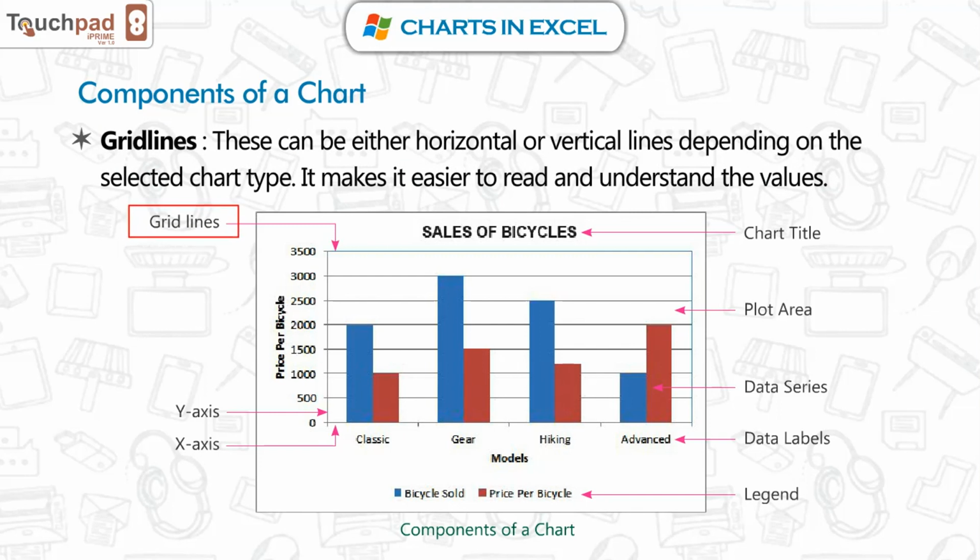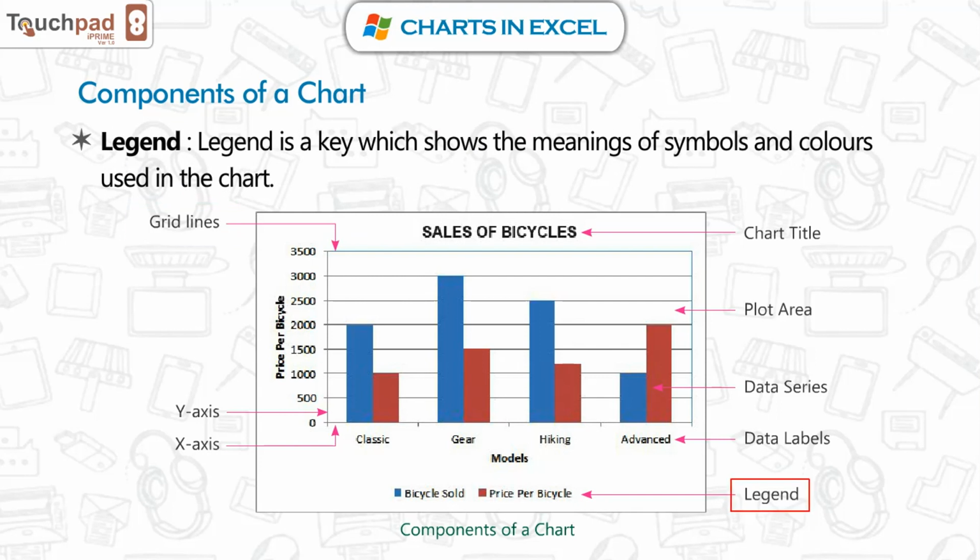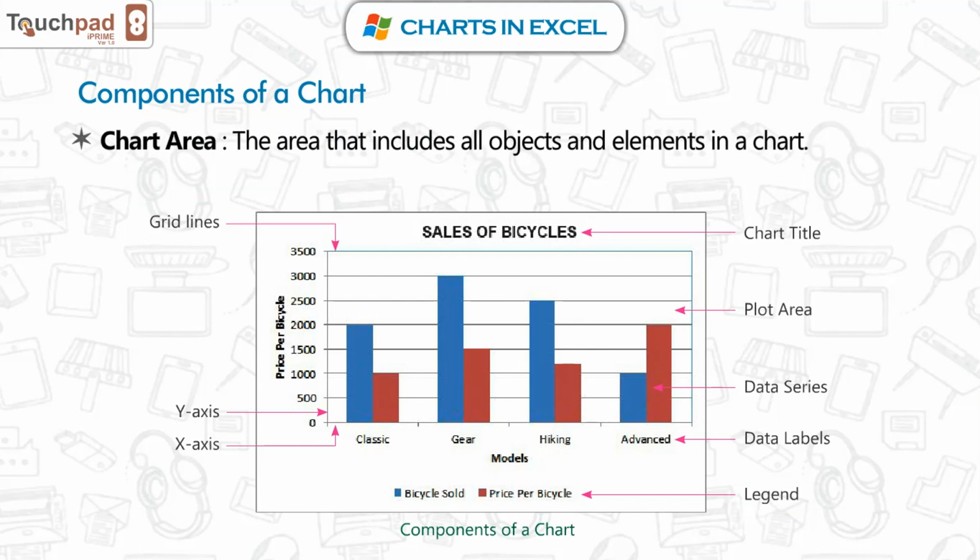It makes it easier to read and understand the values. Legend. Legend is a key which shows the meanings of symbols and colors used in the chart. Chart area. The area that includes all objects and elements in a chart.